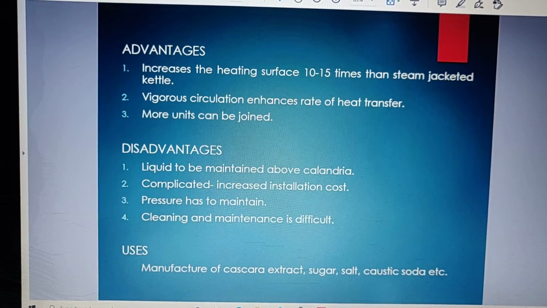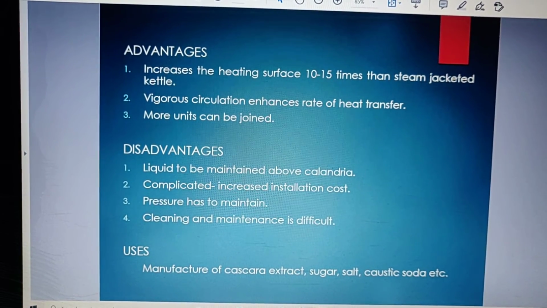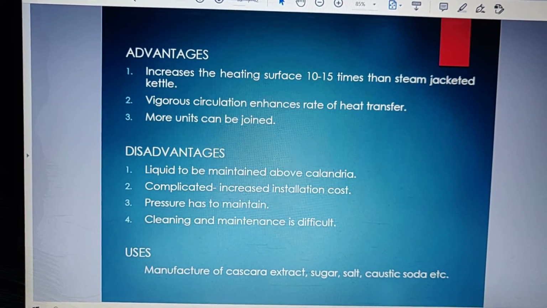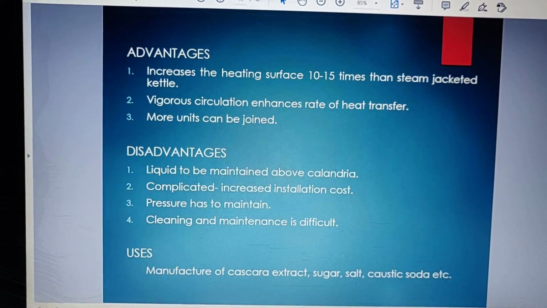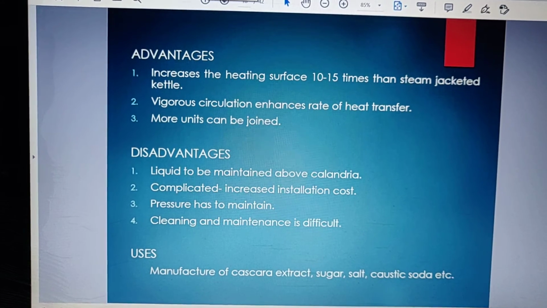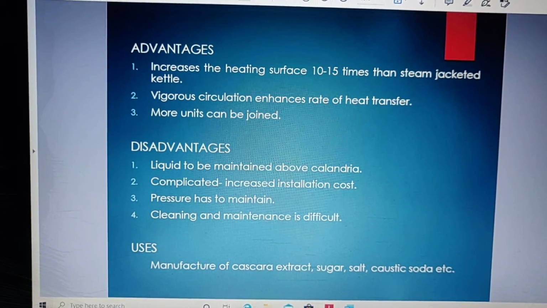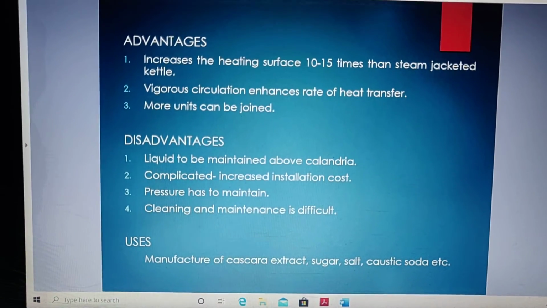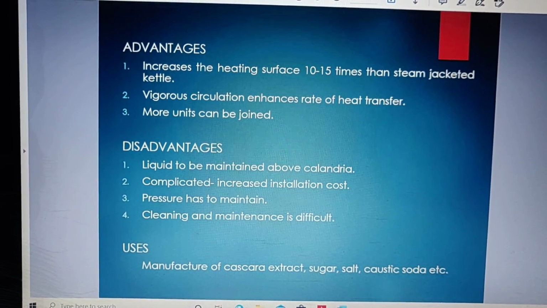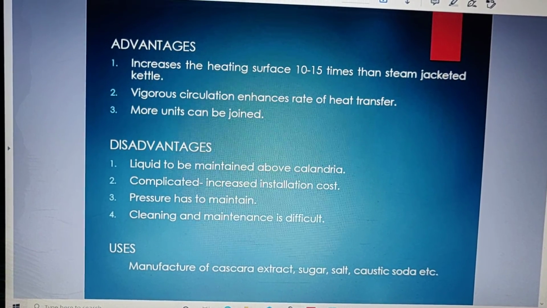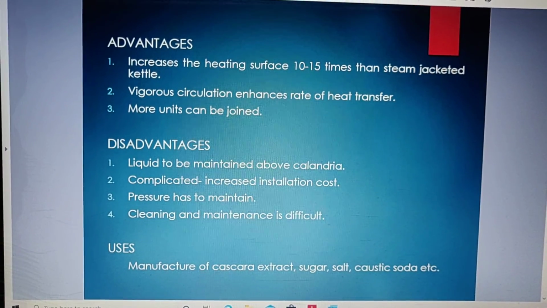Fourth, cleaning and maintenance is difficult. Unlike the steam jacketed kettle, which has very easy cleaning because it is an open, simple pan that can be cleaned, here you have to remove the horizontal tubes, then clean the assembly, and clean the horizontal tubes as well, because everything would get mixed and stuck up with all the instruments. And uses, as we have seen earlier, used for the manufacture of cascara extract, sugar, salt, caustic soda, etc.